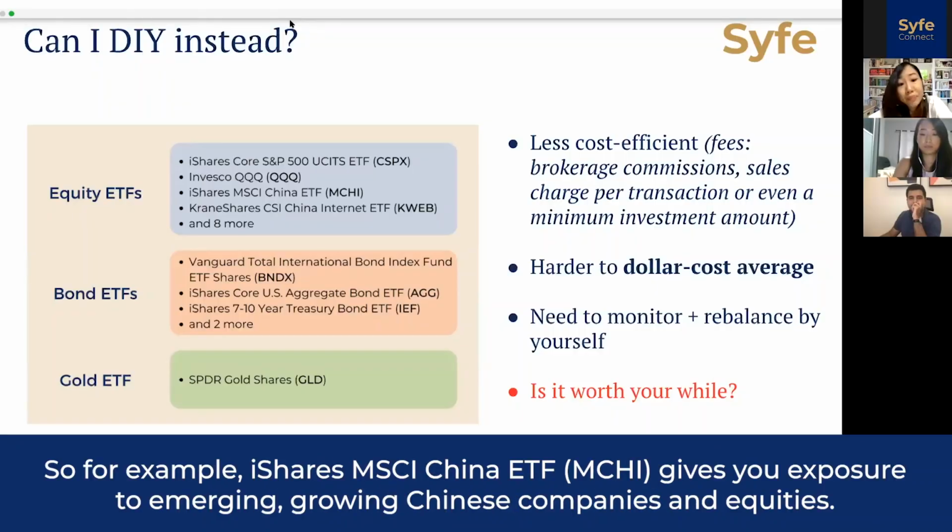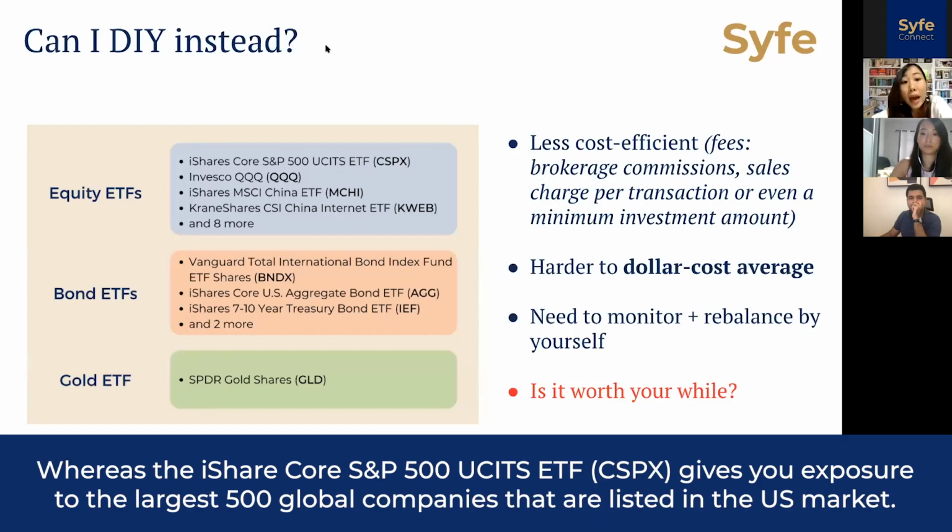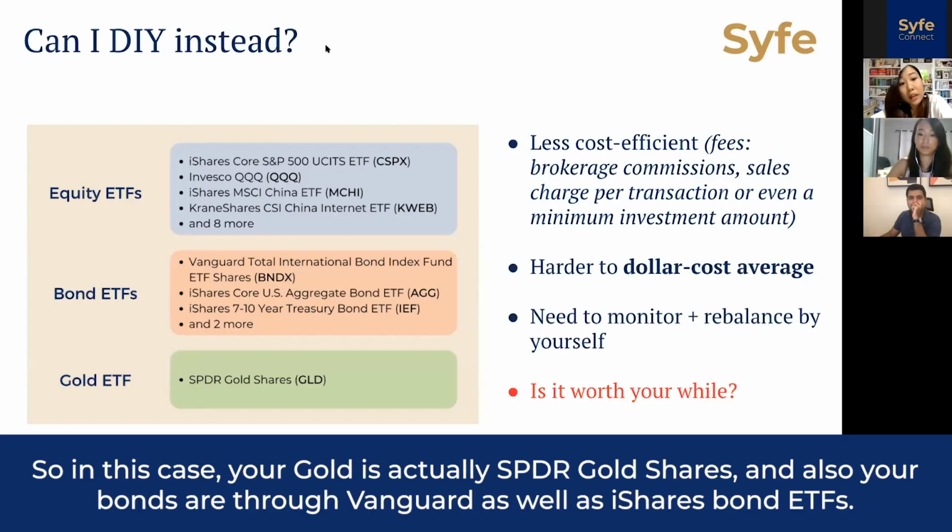So for example, the iShares MSCI China ETF, or MCHI, gives you exposure to emerging, growing Chinese companies and equities, whereas the iShares Core S&P 500 gives you exposure to the largest 500 companies listed in the US market. In this case, your gold is through SPDR Gold Shares, and your bonds are through Vanguard as well as the iShares Bond ETF.